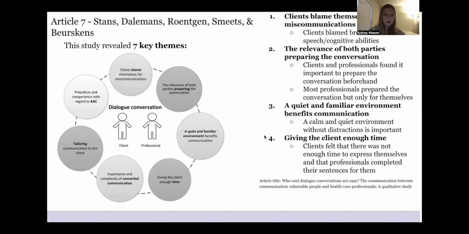All right, going back to Article 7, they found 7 key themes regarding the experiences of patients and providers. So clients often blame themselves for miscommunications. Both clients and professionals found that it was important to prepare the conversation beforehand, so to write down what they're talking about, to make it more structured. They both found that a calm and quiet environment without distractions is important. Clients felt that they often did not have enough time to express themselves, and that providers completed their sentences for them.